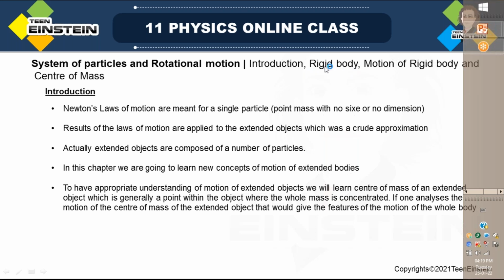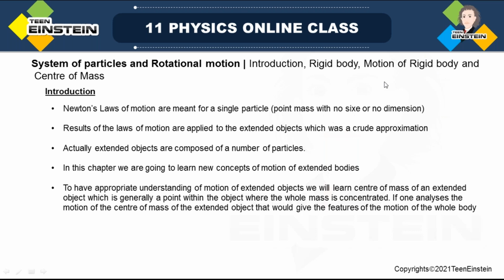Then we'll define a few terms like what is called a rigid body, external and internal forces, and how many types of motion a rigid body can have, all the different types of motions. And we'll learn a little bit about center of mass, like what is center of mass and what is the significance of center of mass. We'll be learning that today.